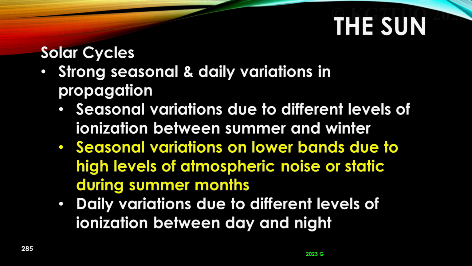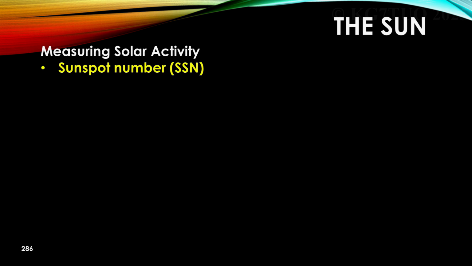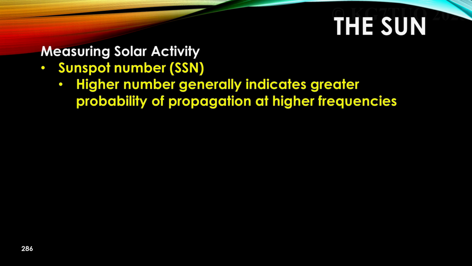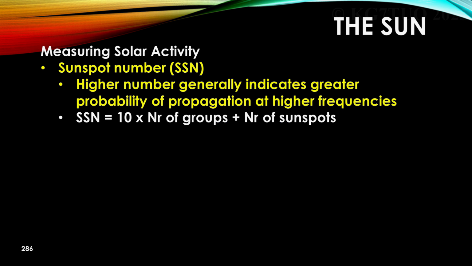Daily variations are due to different levels of ionization between day and night. It's going to be less at night than it is during the day. Measuring solar activity, you have a sunspot number where they actually count all the little tiny sunspots. The higher number generally indicates a greater probability of propagation. Sunspot number equals 10 times the number of groups plus the number of sunspots. So it's a calculated equation. It's not the exact number that are visible. If it's 35, you're not going to see 35 sunspots.